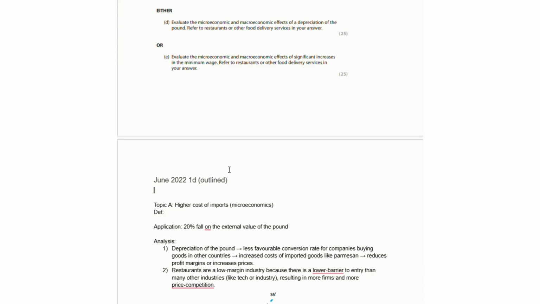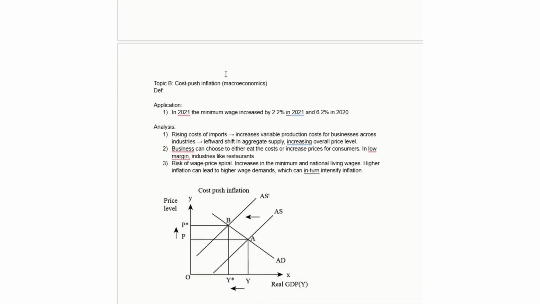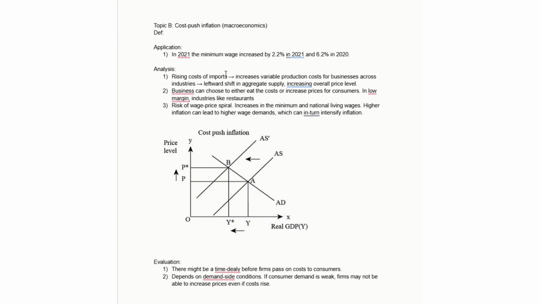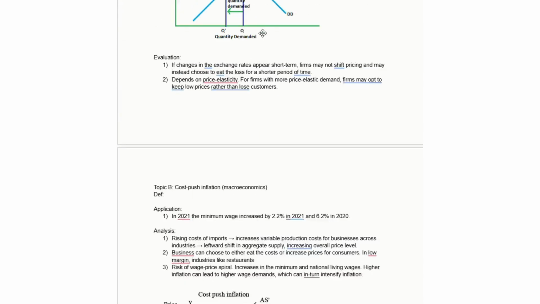So with topic A, for the microeconomic side, we're looking at how the higher cost of imports is going to hurt the finances of businesses. So microeconomics, because we're focused on the individual businesses. And for topic B, it's going to be the risk of cost push inflation, which is our macroeconomics topic.